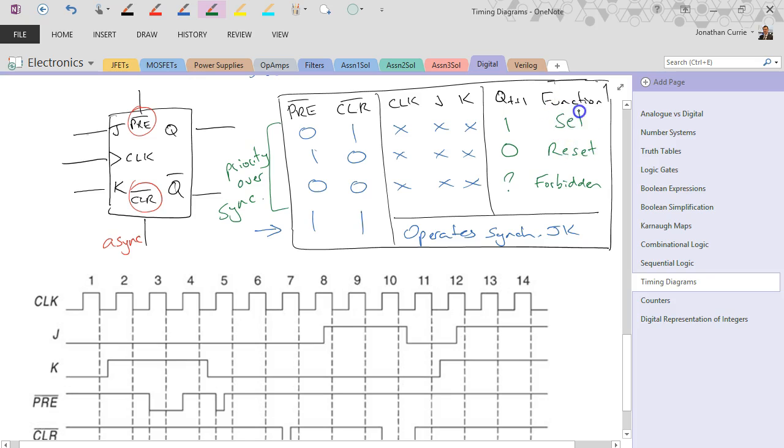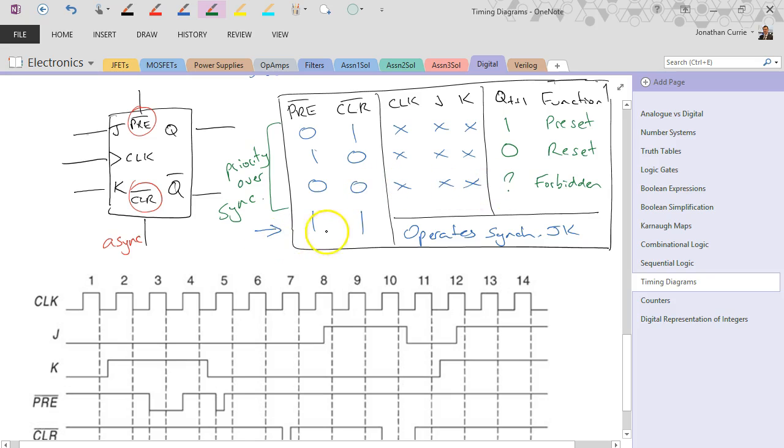Preset, set, or following the name, preset. So we have ways that we can preload our JK flip-flop with a value, for example output of 1 using the preset input. We can clear it at any time if we want to. We avoid that forbidden state.